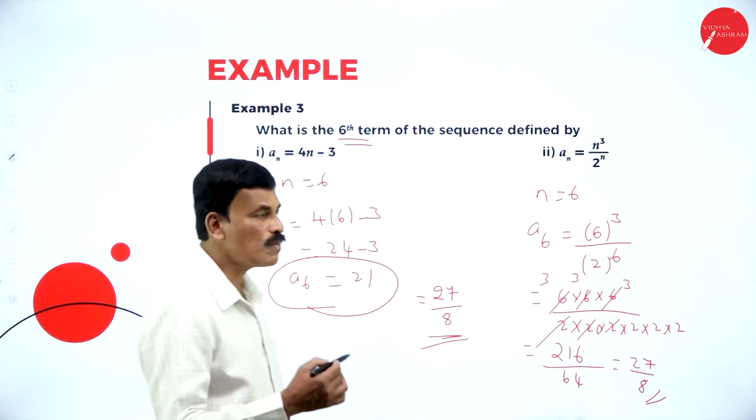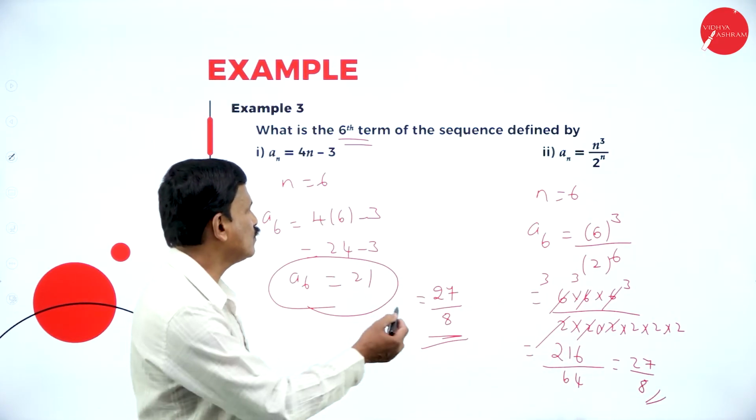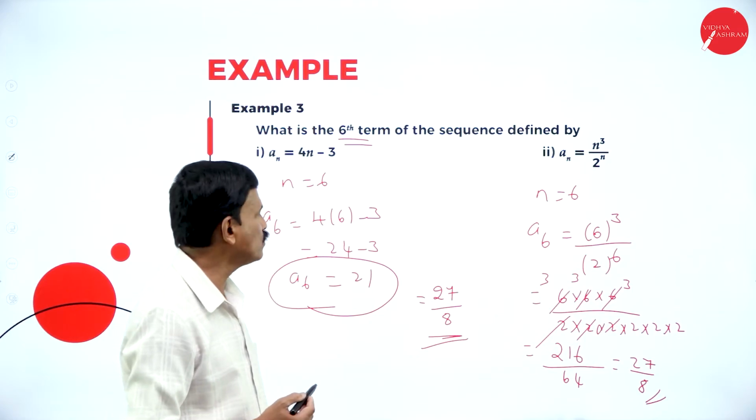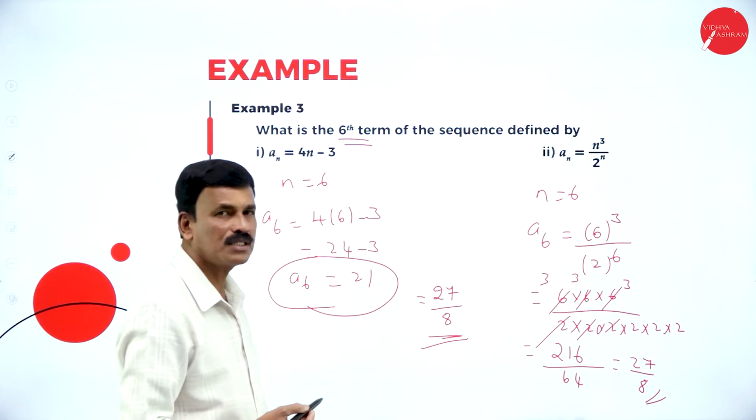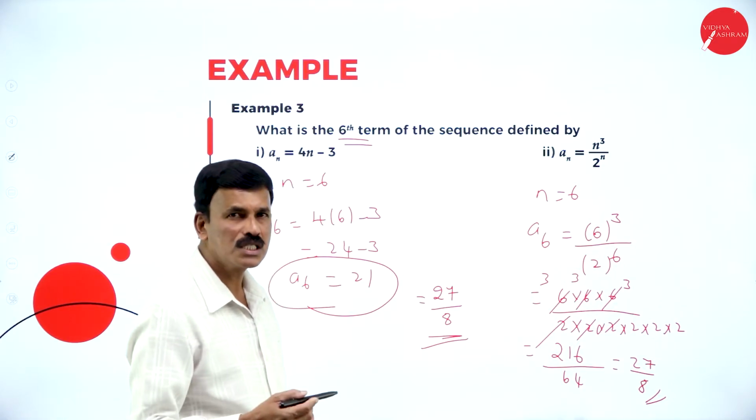That's it. So, if n is equal to 6, we will get 6 to the power of 3 divided by 2 to the power of 6. That can be written as 27 divided by 8. That's it. This is how we are going to simplify this.